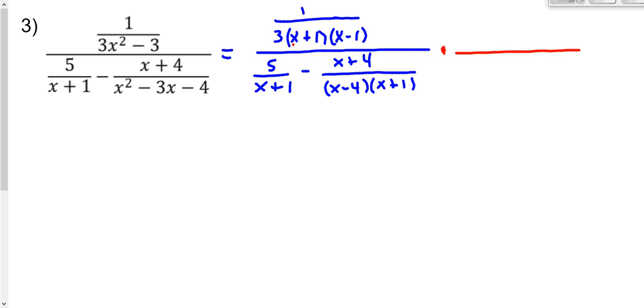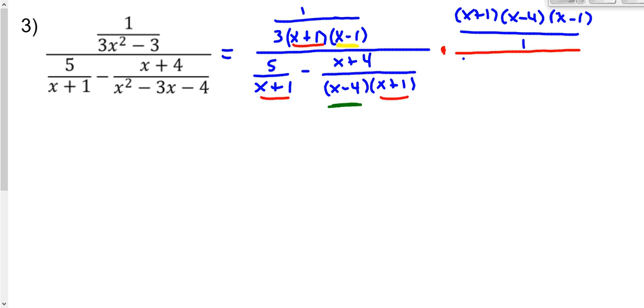Well, we need an x plus 1 for that one, and that one, and that one. So we're going to have an x plus 1. We need an x minus 4 for that one, so we're going to have an x minus 4. And we need an x minus 1 for that one, so we're going to have an x minus 1. And that's all over 1, and same thing on the bottom. It doesn't matter what order you write those in.